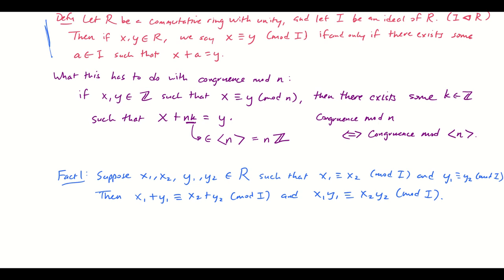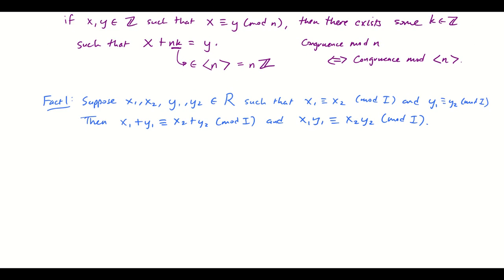Once we have proven this fact, what that'll mean is that if we're only interested in congruence classes mod I, then we can take any representative of a congruence class, whether x1 or x2, and add it to any representative of this other congruence class, y1 or y2. No matter what we do, the result of the addition will be the same modulo the ideal, and the same for multiplication. So in other words, this is another way of showing addition and multiplication are well-defined modulo I.